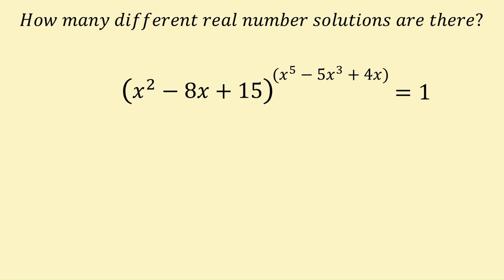Hey guys, this looks like a fun exponent problem from the United Kingdom Mathematics Trust. How many different real number solutions are there to the following equation? (x squared minus 8x plus 15) to the power of (x to the 5 minus 5x cubed plus 4x) equals 1. With many powers within powers, be careful to count solutions only once, and importantly, ensure you haven't missed any solutions in your final answer.